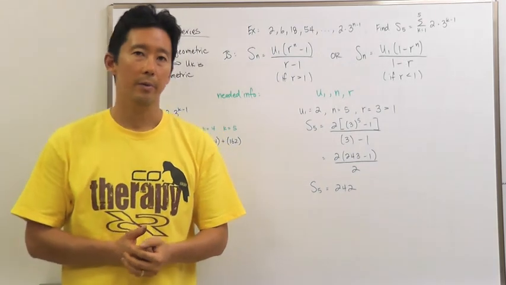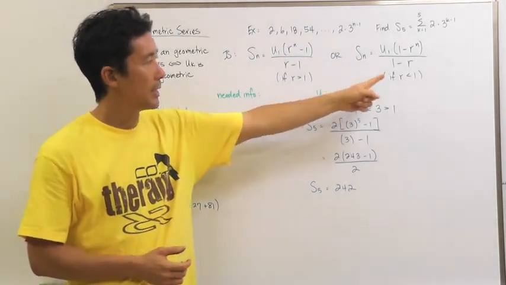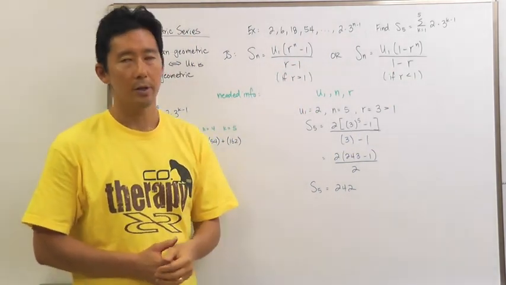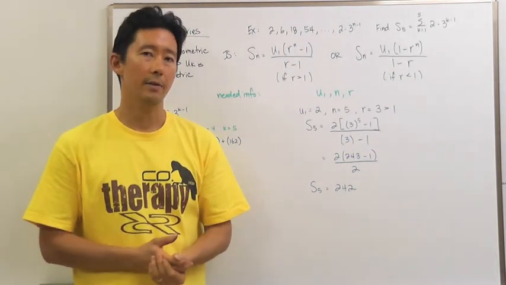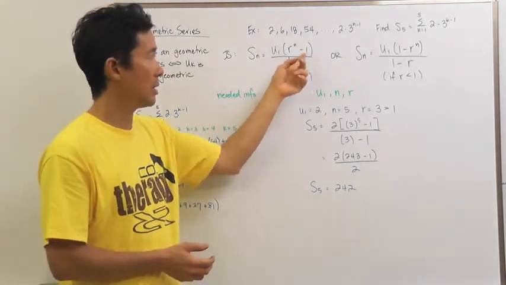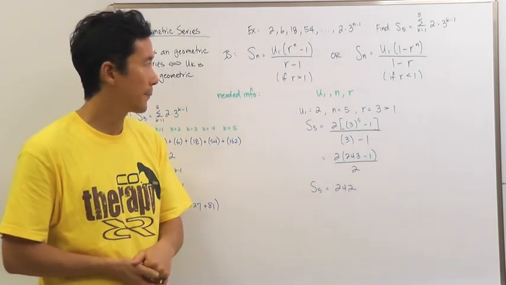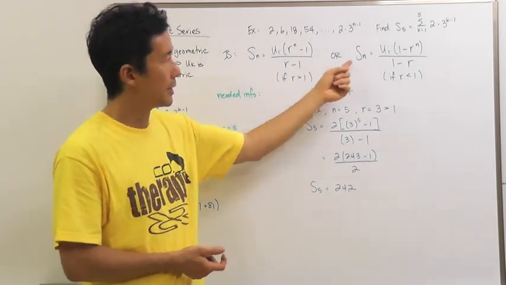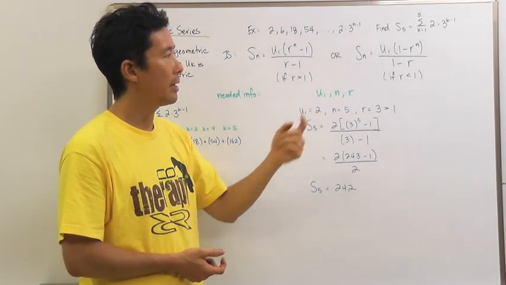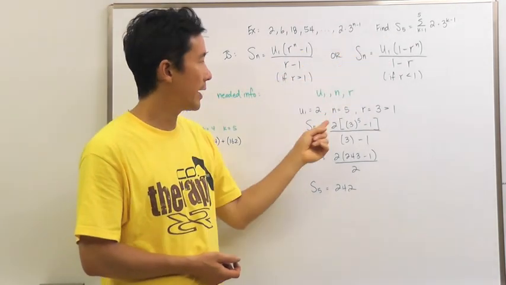Now, why is that an important fact? Well, the reason is that if r is less than 1, and we use this one here, then the denominator is going to be negative, and you're going to have a lot of negatives in there that will cancel each other out. So you might as well use this one here and keep everything positive. There's just less chance of mistake. So notice that for both of these situations, all we need to know is u sub 1, n, and r. So let's take a look at this particular s sub 5.